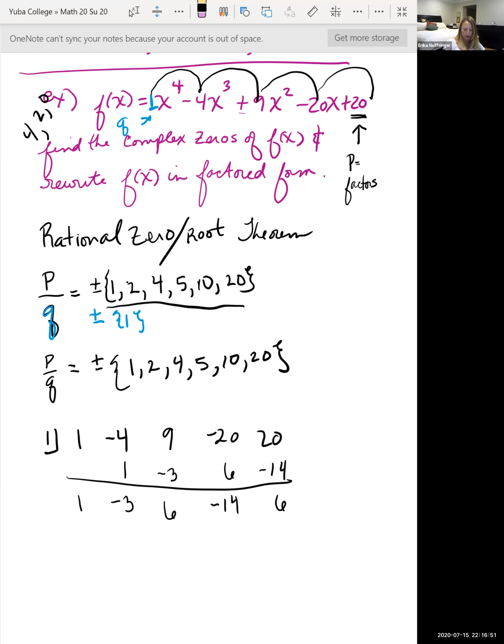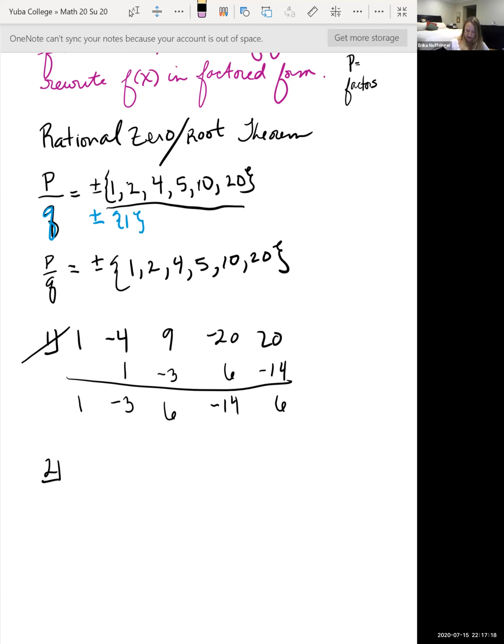So 1 does not work. This is where, if we remember the upper bound theorem, if all these numbers are positive when you're plugging in a positive number to test, then you know there's no other number greater than that that can be a zero. This is not all positive numbers, so let's jump to 2.